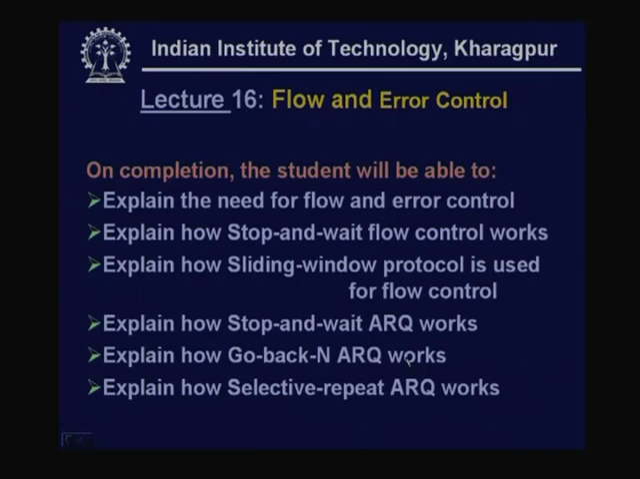On completion of this lecture, the student will be able to explain the need for flow and error control. They will be able to explain the stop and wait flow control technique, how it works. They will be able to explain how the sliding window protocol is used for flow control. Then they will be able to explain how stop and wait ARQ works, how go back N ARQ works, and how selective repeat ARQ works, and they will be able to compare the relative performance of these three techniques.